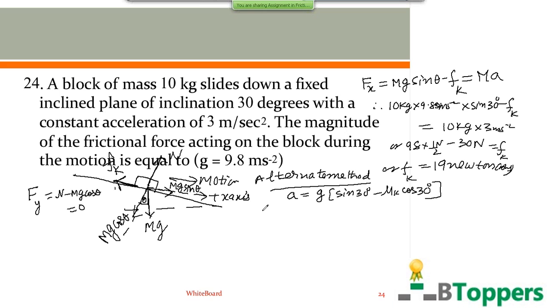So the magnitude of acceleration is 3 meter per second square. G equal to 9.8 meter per second square. Sin 30 degrees equal to 1 by 2. Cos 30 degrees equal to root 3 by 2. So you can first solve for nu k here. You can find the value of nu k from this.